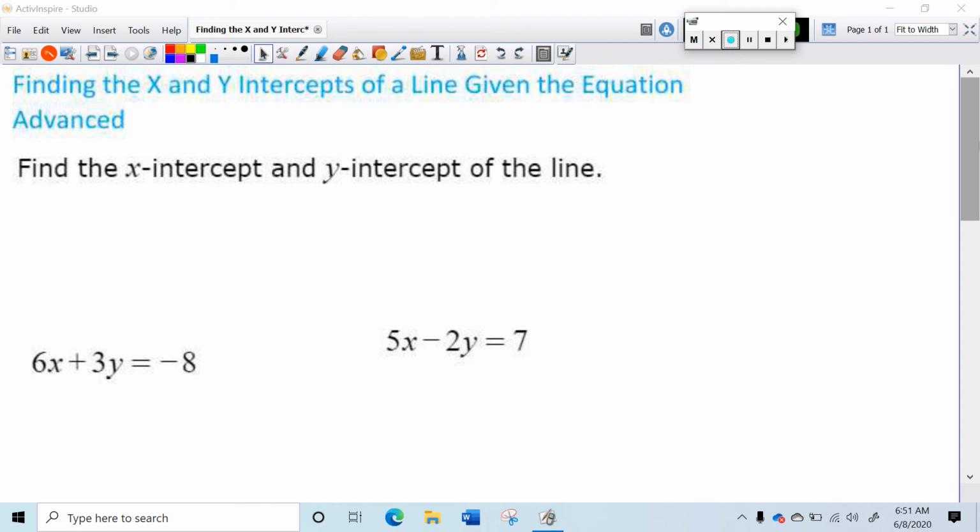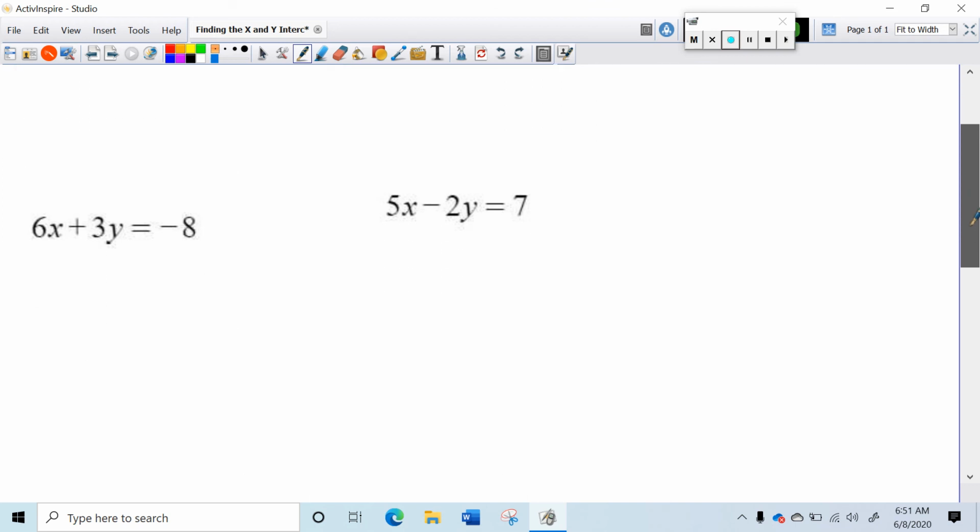Finding the x and y intercepts given the equation. These are all in standard form. So here's what I mean. Standard form has x and y in front of the parentheses and the constant at the end.